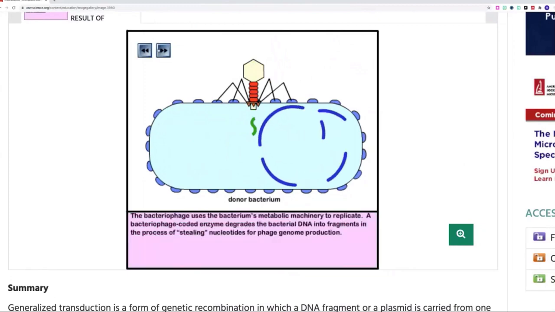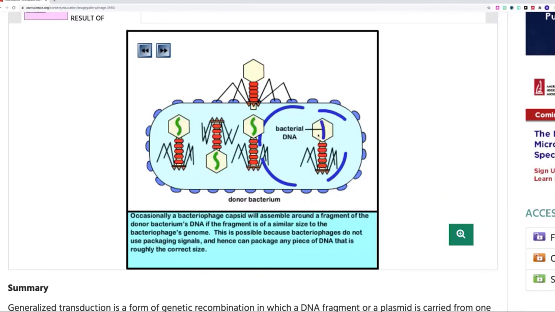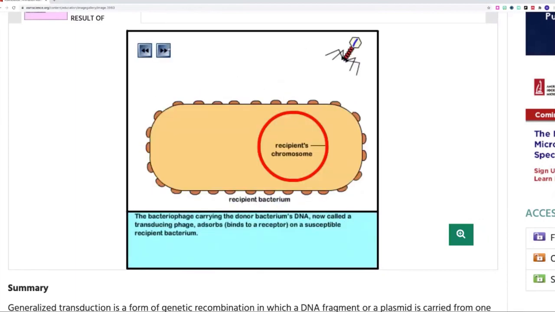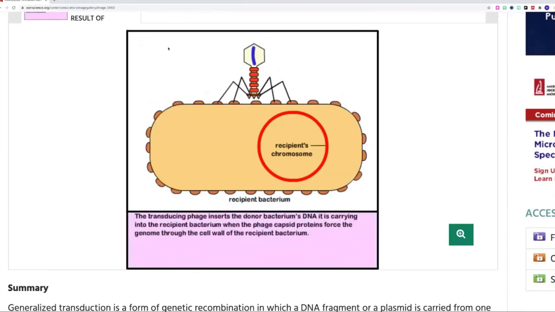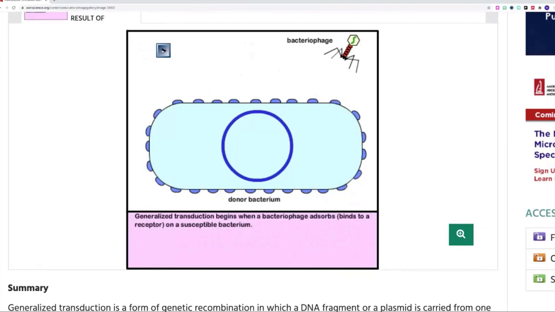So then the cell's genome gets degraded, and the machinery like the ribosomes make viral copies of the genome as well as capsids, but accidentally it picked up some of that fragmented bacterial DNA. So it's sort of random what it gets. And so then that is in the phage, and if it lyses and goes out, it can infect a new bacterium. So here's the recipient, and instead of the viral genome, it's accidentally transferring a bacterial genome. Then if it's homologous, meaning a very similar sequence, it can bind. And then it would have the donor DNA, so you have a new piece of DNA in the genome of that individual.